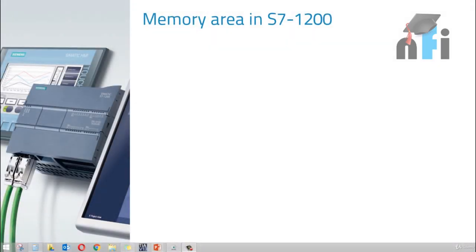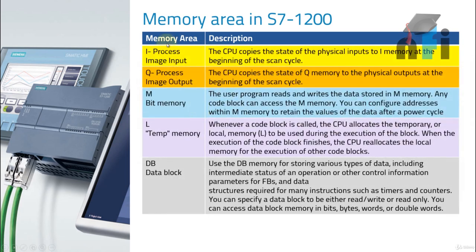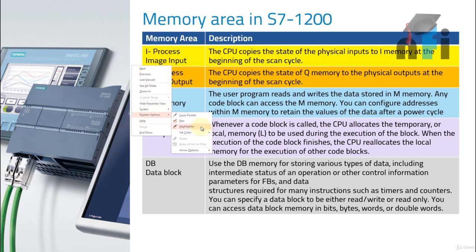Alright, now let's see the memory area in S7-1200. So we have this chart which shows different memory areas and their descriptions. Now first is process image input. As I told you before, we have a special memory allocated for the inputs. So let me take a pen.